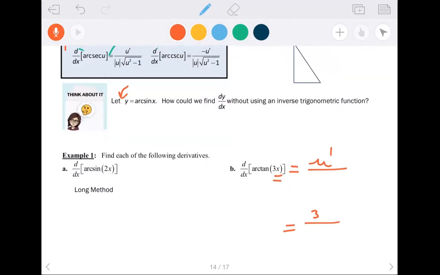All right, so let's go over here. So we have a long method, which we don't want to do, but it helps because you're not memorizing something. And we have the short method, which is try to memorize that table. I said they all have u prime on the top. What's the derivative of x with respect to x? It's just 1. For this one, they all have u prime on the top, there'd be a 3.